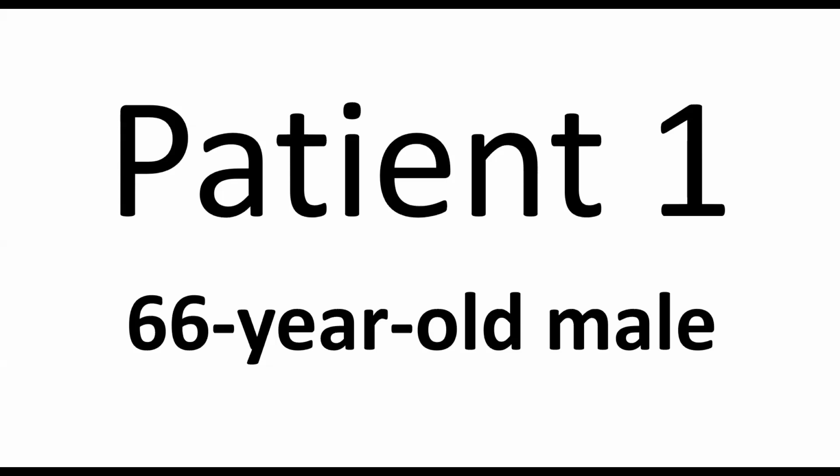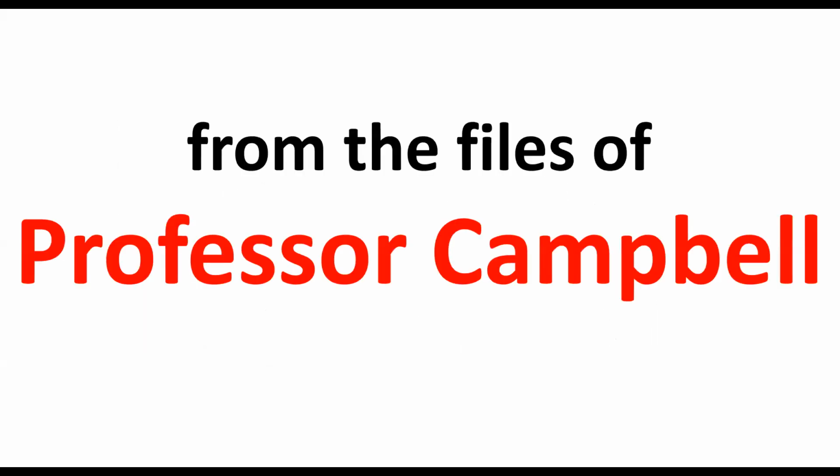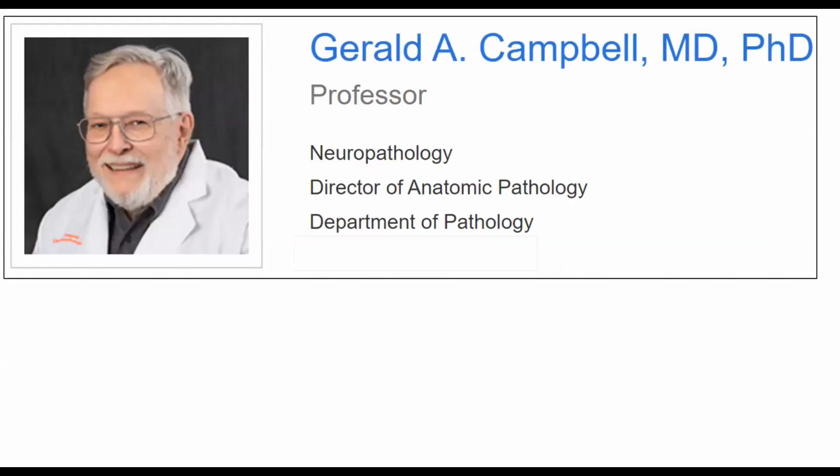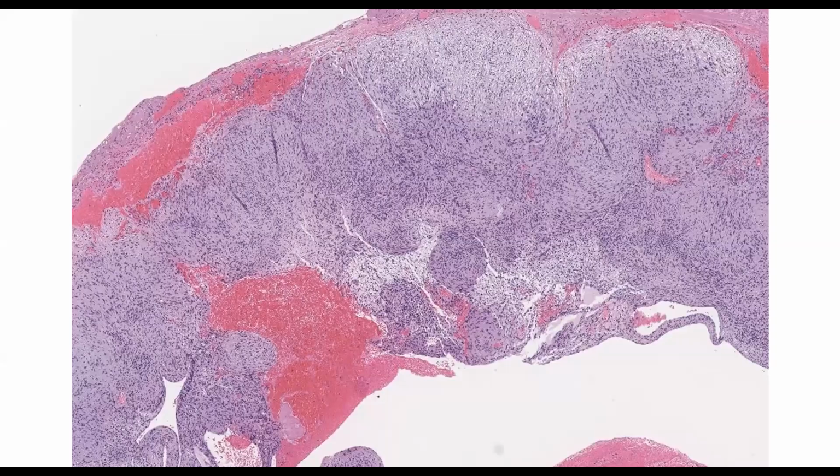Let's do patient one. I only have one patient, a 66-year-old male, and this comes from the files of Professor Campbell. This is Professor Jerry Campbell, MD, PhD, Director of Anatomic Pathology and Chief Neuropathologist at UTMB Galveston, a good friend of mine, and we are actually brothers in the Stephen Vogel, Peter Berger family from the Duke era. And those were the best neuropathologists. What happens in this conference stays in the conference, right? So I'm going to pick Duke over Hopkins, the Berger Hopkins. Now let's move on. We got trouble.